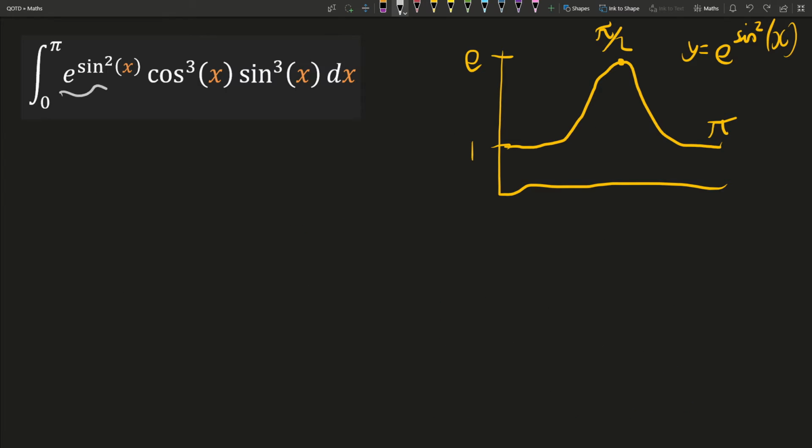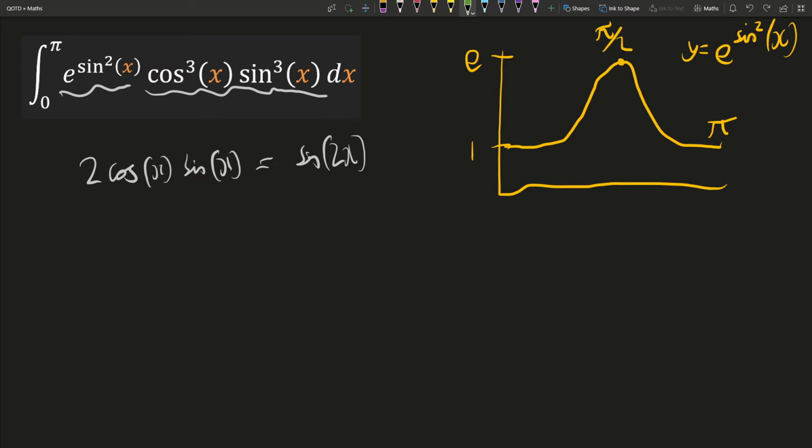We have our original function from part A, and we multiply it by cos cubed x times sine cubed x. And I feel like we can simplify this a bit. If we recall, we have that 2 cos x sine x is sine of 2x. And using that fact, how could we simplify this expression?